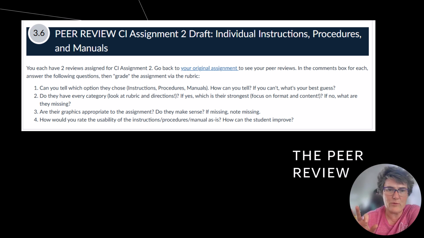Number 3, are their graphics appropriate to the assignment and do they make sense? If not, please note it. And the last one, how would you rate the usability of the instructions, procedures, or manual as is, and how could the student improve? I'll talk about why that one's important and what usability is in a minute.